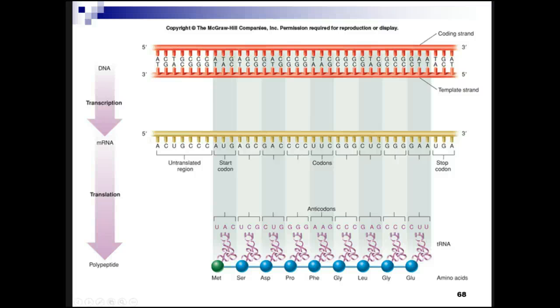Now let's take a look at how messenger RNA is translated into a protein. During translation, messenger RNA, transfer RNA, and ribosomes cooperate to make proteins. Like transcription, translation also has 3 steps: initiation, elongation, and termination.